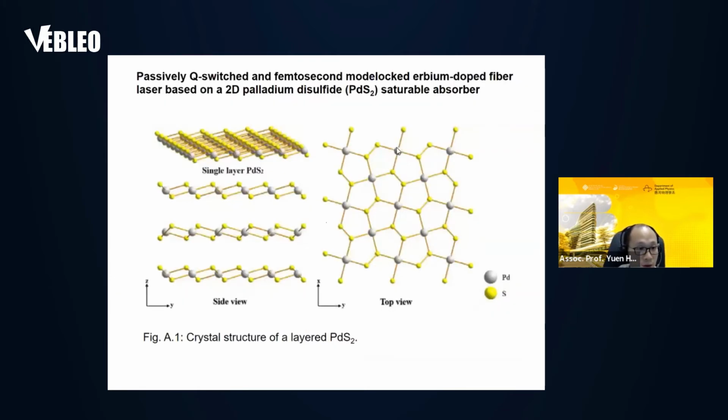Then we extended our interest to another 2D material, a 2D group 10 material, a Pd-based material. Currently, for the group 10 materials, generally speaking, they are Pt-based or Pd-based, and of course you can use sulfur, selenium, or even tellurium. In fact, this is another first demonstration regarding this Pd-based material used for saturable absorber application.